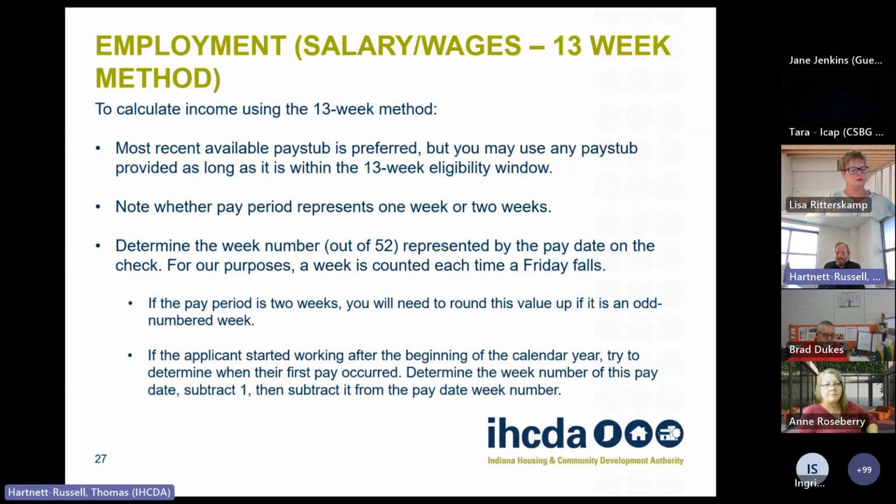So that is the 3 complete month method. We are now going to dive into the 13-week method.